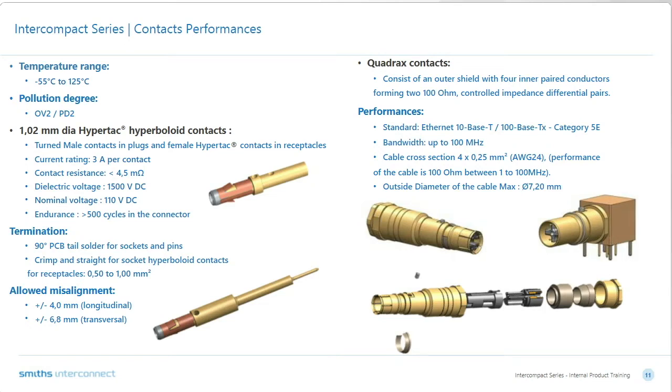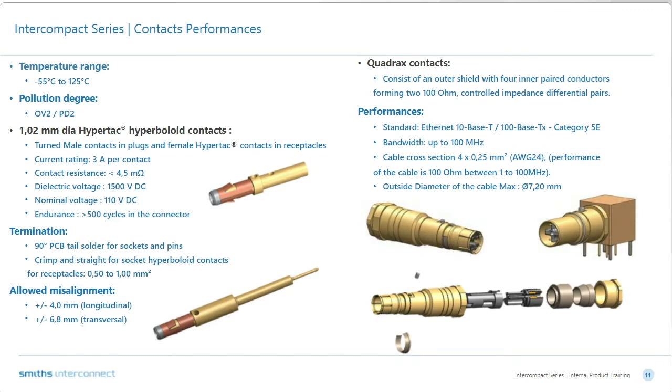The pollution degree is level 2. I talked about the hyperboloid contact. Now over here, as I said, particularly when you are designing something in a high vibration area, do consider the mating cycle requirements as well. Termination, as I said, is available either in a 90-degree PCB format or in a crimp and straight socket format as well.